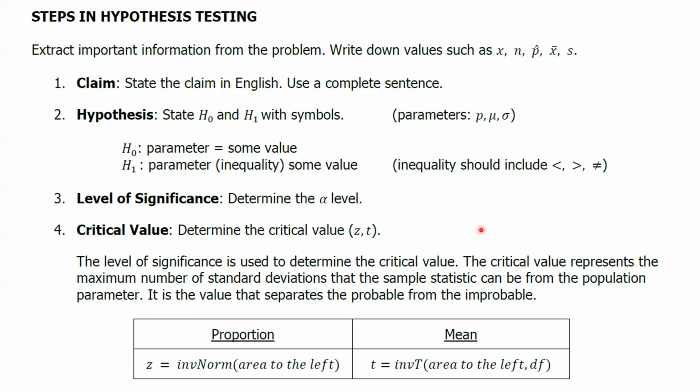Then we have, for step 4, our critical value, z or t. So the level of significance is used to determine the critical value. The critical value represents the maximum number of standard deviations that the sample statistic can be from the population parameter. It is the value that separates the probable from the improbable. So depending on whether you are working with a proportion or a mean, you will then have 2 different ways of finding your critical value. For a proportion, we would use the inverse norm test. And for the mean, we would use the inverse t.